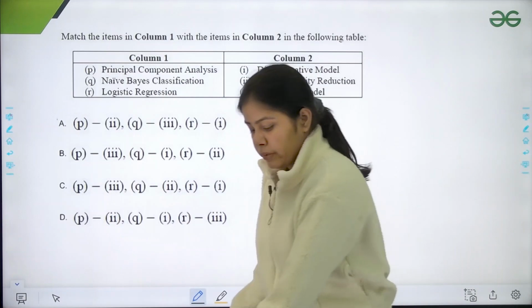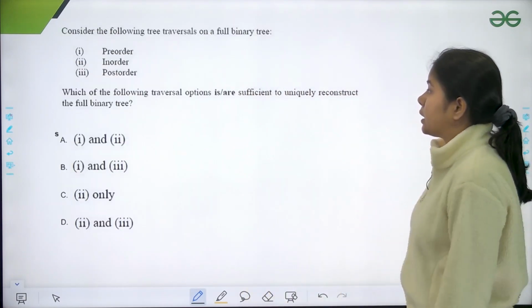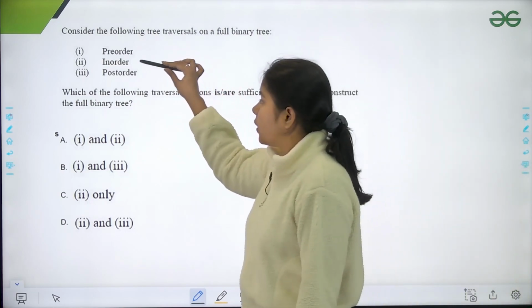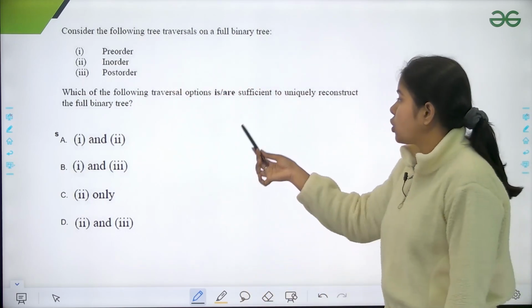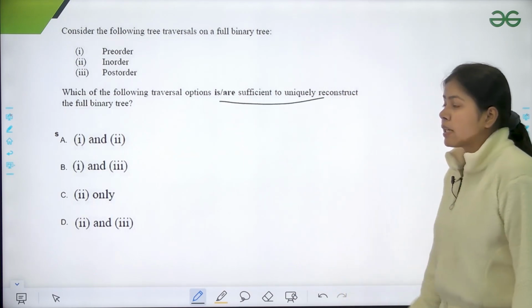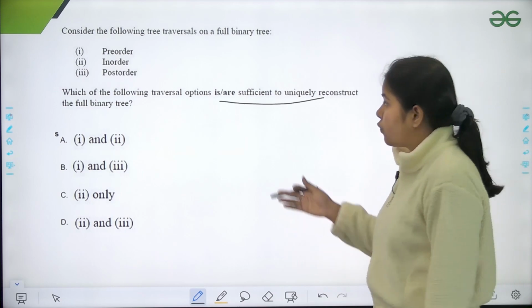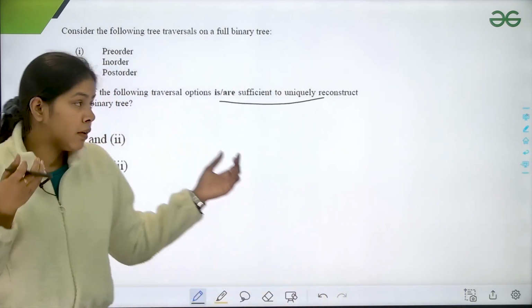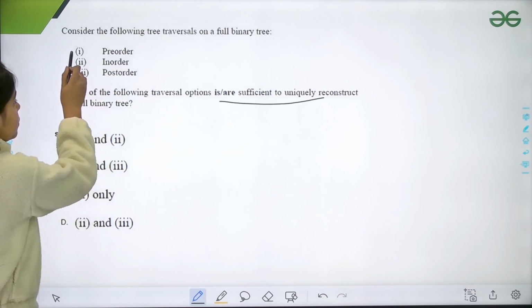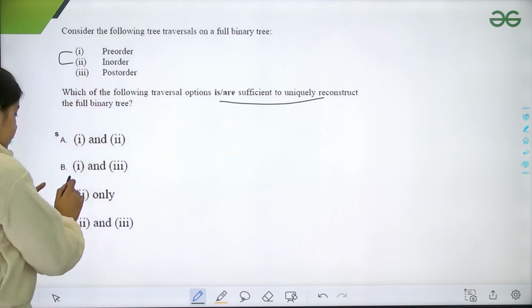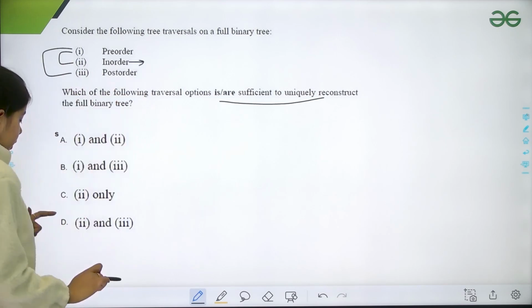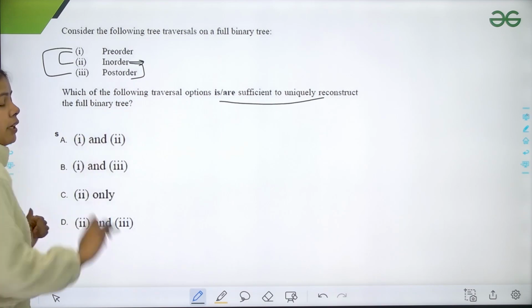Now the next question we have is: consider the following three traversals on a full binary tree. We are given pre-order, in-order, and post-order. Which of the following traversal options is sufficient to uniquely reconstruct the full binary tree? First and second, that means I can use pre-order and in-order. First and third, that means I can use pre-order and post-order. Second only, that is in-order. Second and third, that means in-order and post-order.